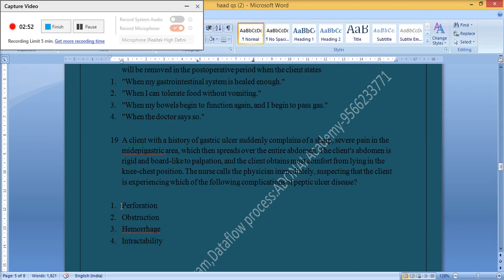2. Obstruction. 3. Hemorrhage. 4. Intractability. The correct answer is 1. Perforation.